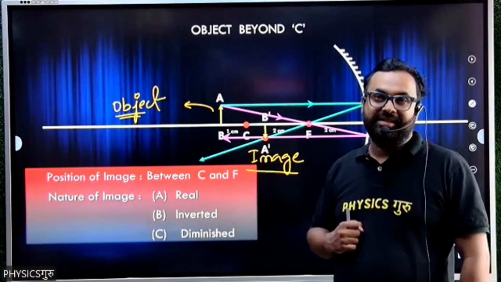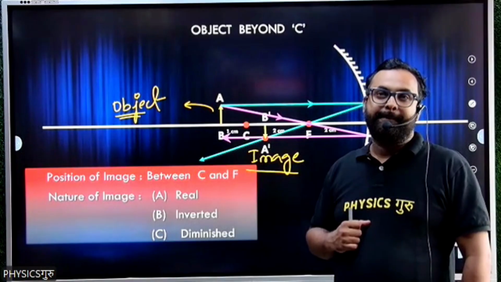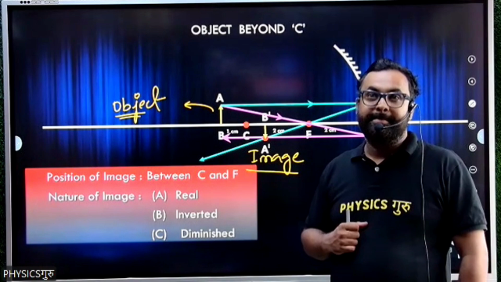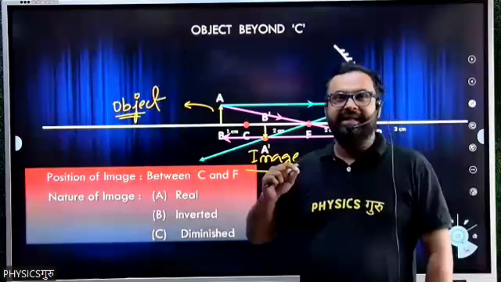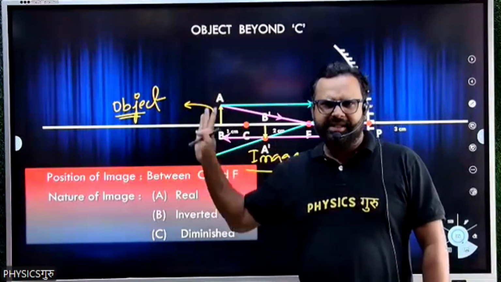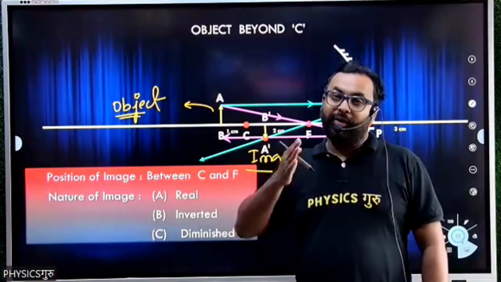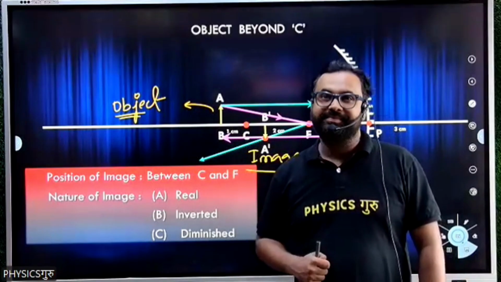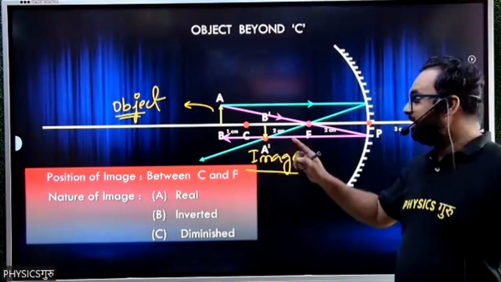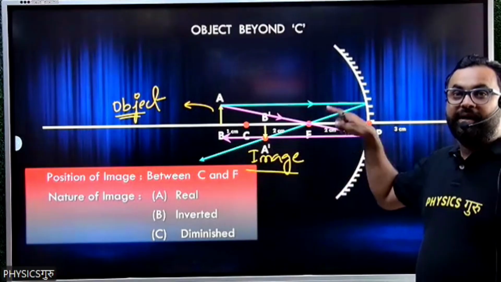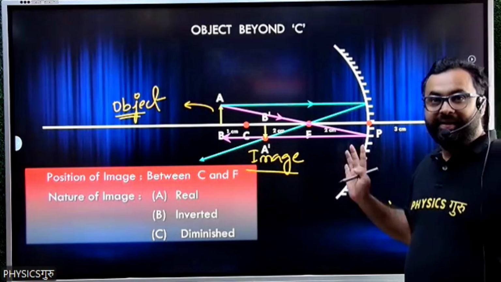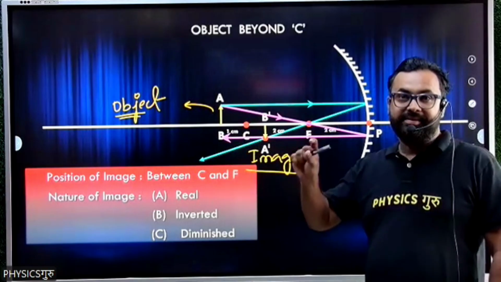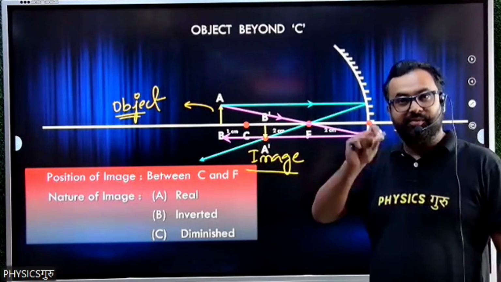Sir, when in the exam they say identify the nature of image and give another diagram, how do we find out the nature? Nature means real, inverted. For the image formed by a concave mirror, we have 6 cases. In 5 cases, the image is real and inverted. In the last case, when the object is placed between focus and pole, you have a virtual, erect image. In all the rest, the image is real, inverted, and diminished. Diminished means small: as compared to the object, the size of the image is small.